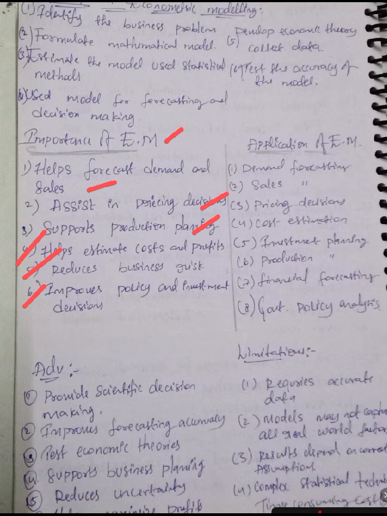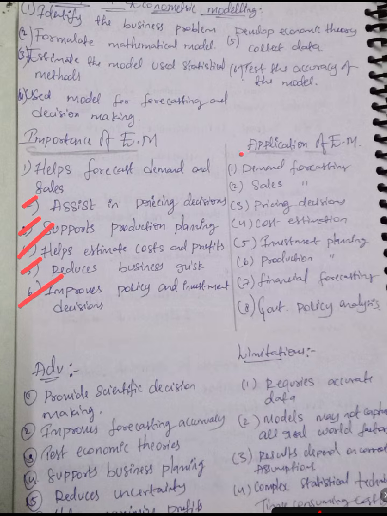I hope you understood. First point is helps forecast demand and sales, and second one is assist in pricing decision. Third one is supports production planning. Fourth one is helps estimate cost and profits. Fifth one is reduces business risk. Sixth one is improves policy and investment decisions.